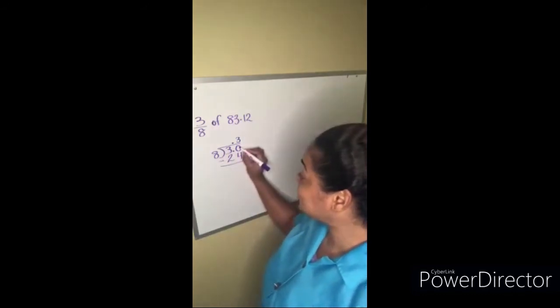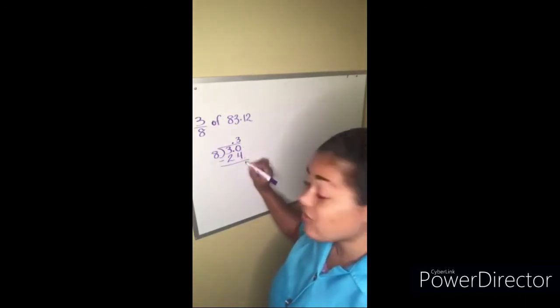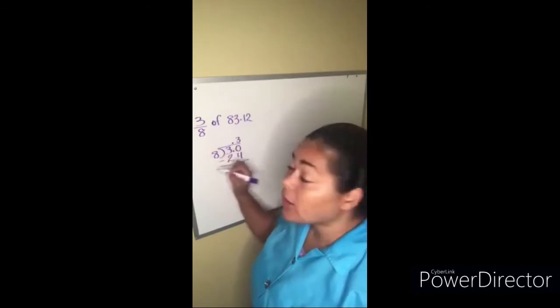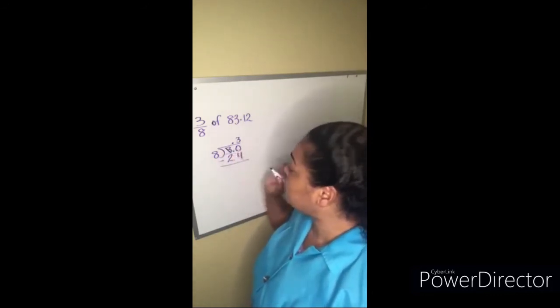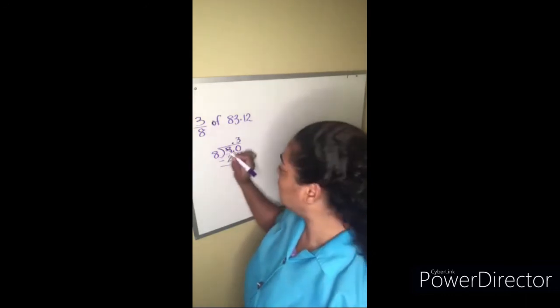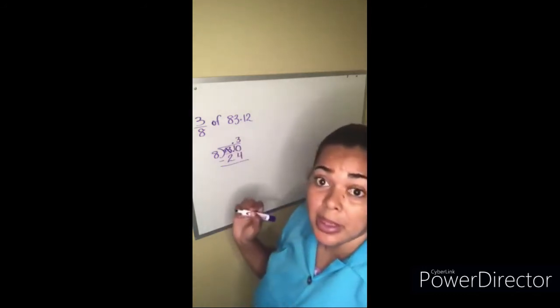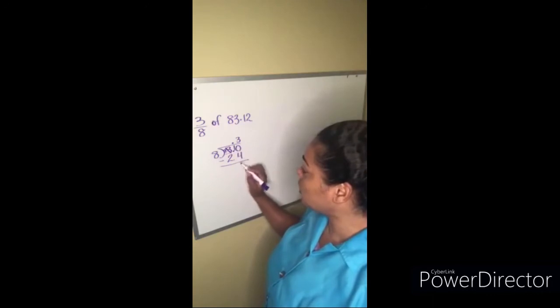Can 0 take away 4? If we have 0 marbles, can we give away 4? No, we cannot. So we need to go next door and borrow from here. If we borrow from the 3, we're left with 2, and we put the 1 here. So now we have 10. Can 10 take away 4? Yes, it can.